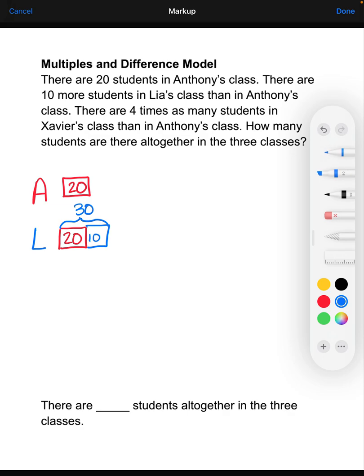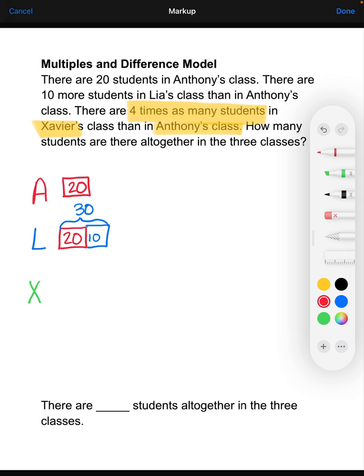And finally, we are looking at the last student, which is Xavier. Xavier has 4 times as many students as Anthony's class. So that means we are comparing Anthony and Xavier's class. Now, if Anthony has 20 students in his class and Xavier has 4 times as much, for Xavier, I'm going to use X. And I am going to draw 4 identical boxes just like Anthony's because it states in the problem that Xavier's class has 4 times as many students.